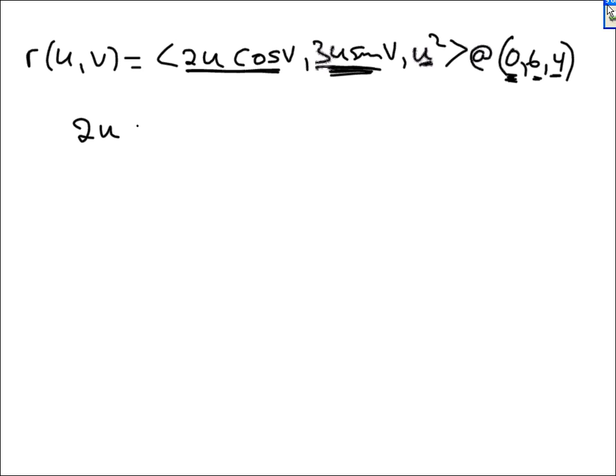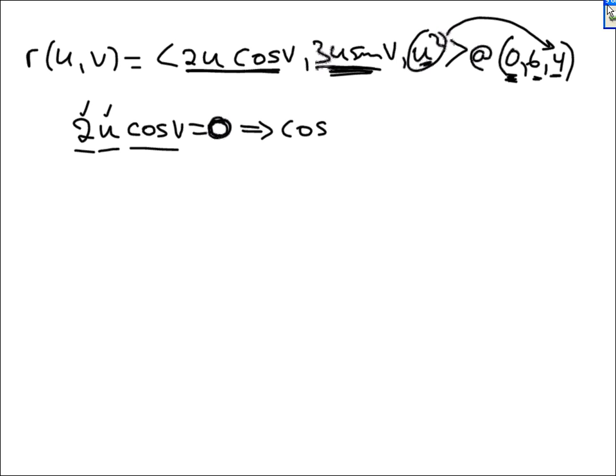So 2u cosine v must equal 0. But we know that u doesn't equal 0. We know that u squared is 4, so u is plus or minus 2. So 2 times positive 2 or negative 2 times this. If it's 0, it's not the 2 nor the positive or negative 2 that equals 0. It means the cosine v equals 0. Well, that implies that v is pi over 2.